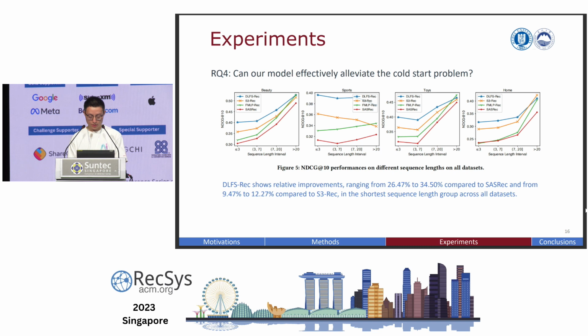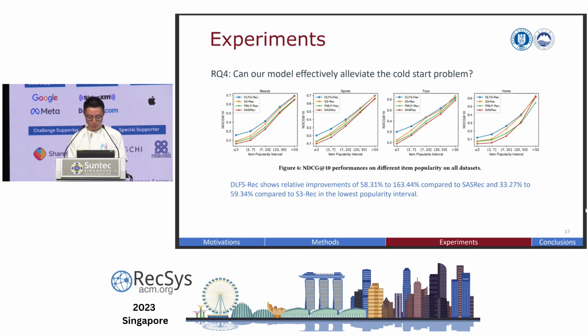Additionally, as sequence length increases, the relative improvement diminishes. This happens because longer sequences naturally contain more historical data. Models can use this extensive history to better comprehend user preferences. Consequently, the influence of set information becomes less pronounced in such situations.